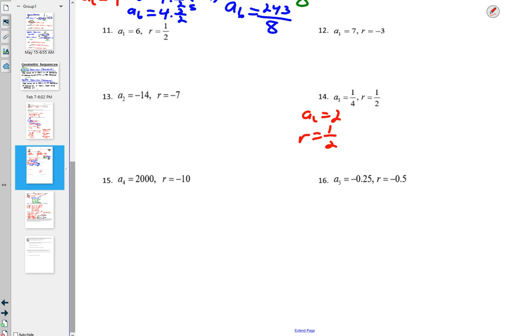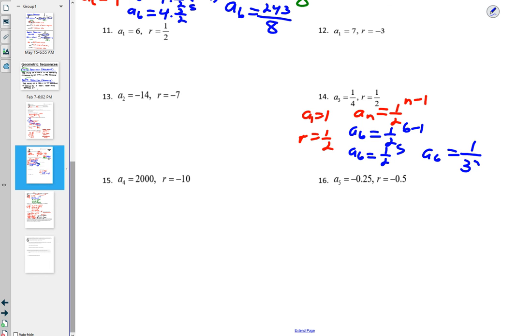My common ratio is 1/2. So my explicit formula is equal to the first one, which is... wait there. I said 1, but I wrote 2. A sub 1 is 1. When that initial amount is 1, you don't even need to write it. So 1 times the common ratio, which is just 1/2, to the power of n minus 1. What number did they want us to find? The 6th number, so a sub 6 is equal to 1/2 to the 6 minus 1, which is 1/2 to the 5th, which is 1/32.